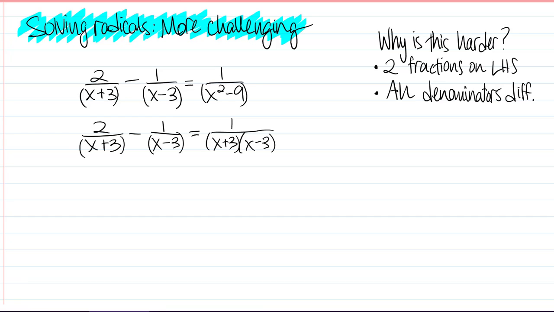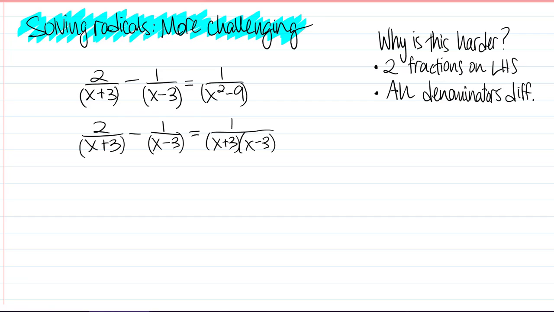When I do this, you should note something really important. The denominator in one fraction on the left-hand side matches the right-hand side denominator, and the same for the other. So we now have a lot more similarities here. This problem gets a lot easier because of this.